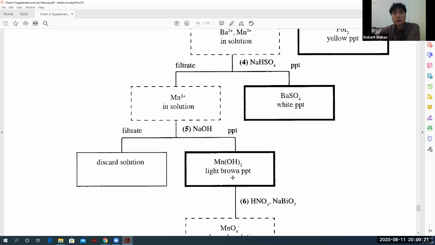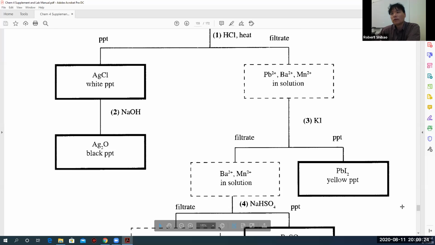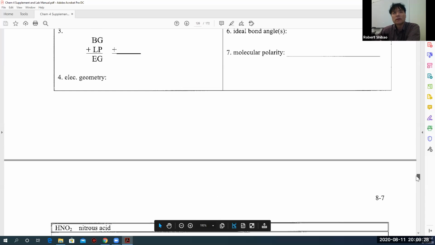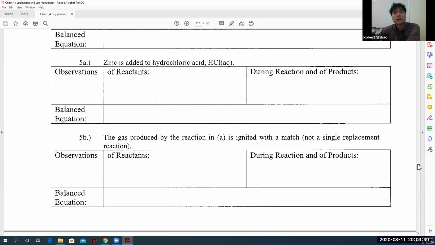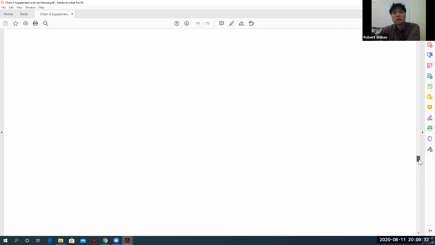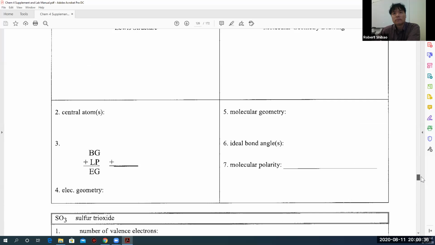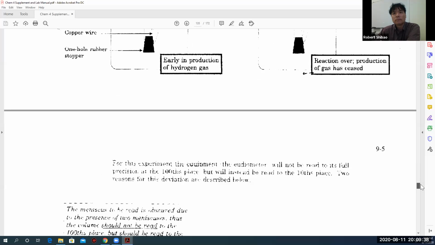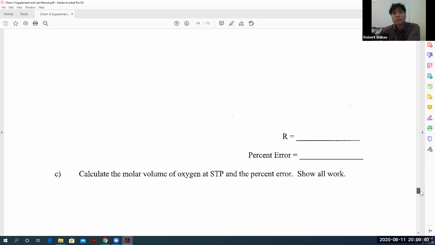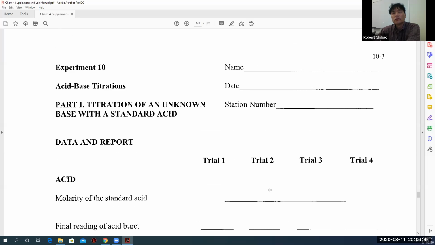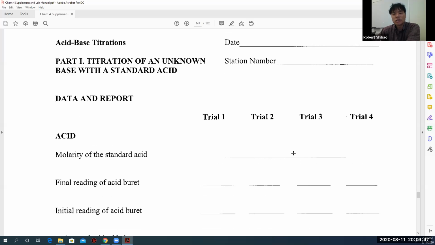Yeah, that's the 4 trials that only appear. You have to add more. And so if we look at the titration, go back. There's only room for 4, so you'll have to attach a sheet of paper and then put more trials on there. That's normally what happens.